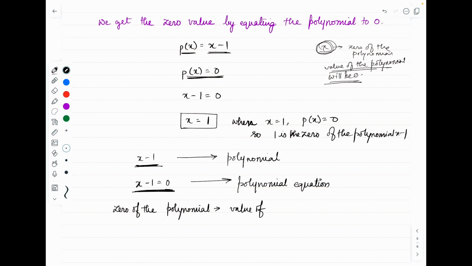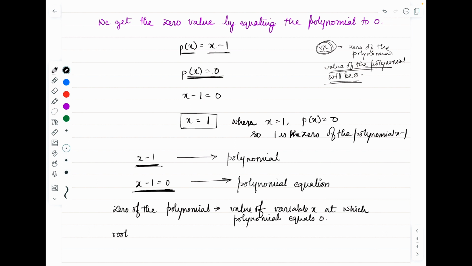Value of the variable x at which the polynomial equals 0. Okay. What is the zero of the polynomial? Value of the variable x at which the polynomial equals 0. That I have written. Value of the variable x at which the polynomial becomes 0.